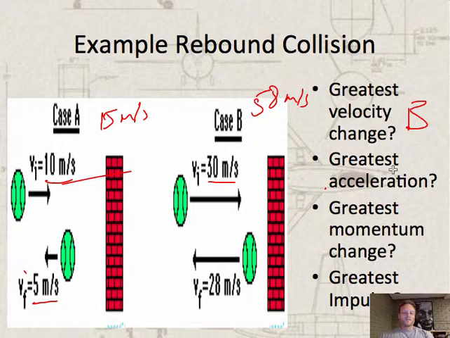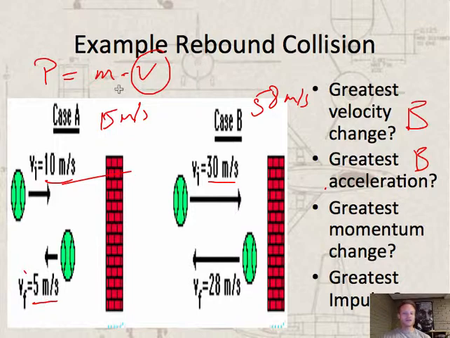All right. Now remember, acceleration is basically the change in velocity over time. So we kind of answered that question already. The greatest acceleration would definitely be case B because it had the greatest velocity change. Now, these two, momentum and impulse, are kind of the new things that we're learning. But remember, momentum is p equals mass times velocity. So whoever has the higher velocity is going to have a much greater momentum change. Well, who has the higher velocity here, case B or A? Well, B has a net velocity change of 58 meters per second, and A has a net velocity change of 15 meters per second. So again, I think case B would have the greatest momentum change.